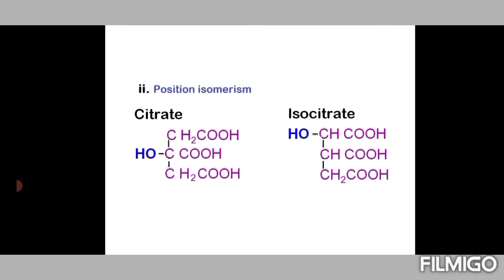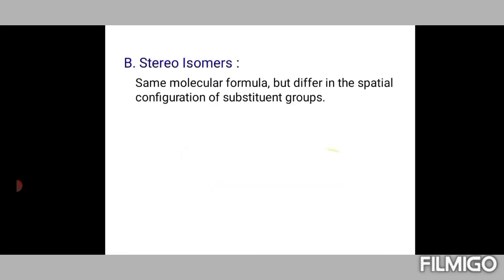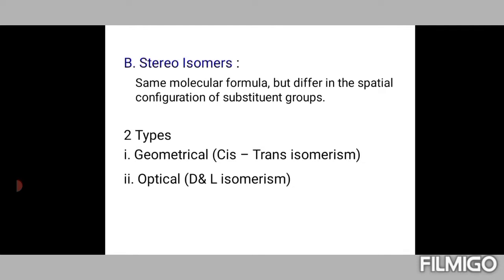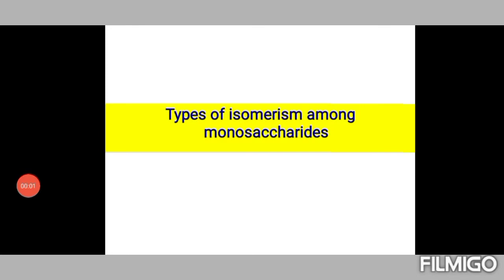Then position isomerism is based on the position of the functional group on the molecules. Then functional group isomerism is based on the type of functional group in different molecules. Then there are stereoisomers, which can be geometrical or optical isomerism. Geometrical isomerism is based on differences in spatial configuration of atoms around a double bonded carbon atom. So it's basically a restriction around a double bond, and that is what makes geometrical isomers. Then there are optical isomers. Optical isomerism is based on response to plane polarized light, which we will see.